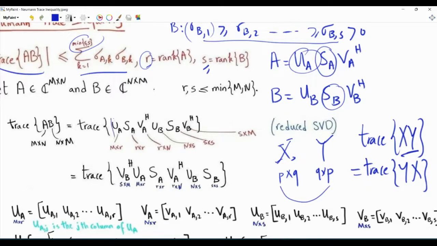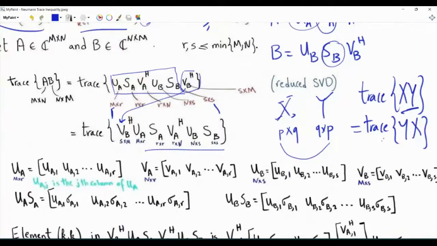So let's look here. We can think that we are multiplying two matrices. One of them is of size M by S, and then there is another matrix of size S by M. So AB is of size M by M, but applying this rule for the matrix trace, I can swap these two guys. So VB Hermitian will come here, and this matrix will come there, and now we have an S by S matrix. And the trace of AB is exactly equal to the trace of this S by S matrix.